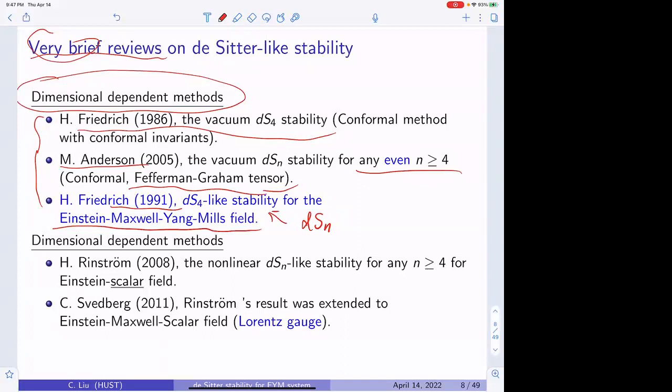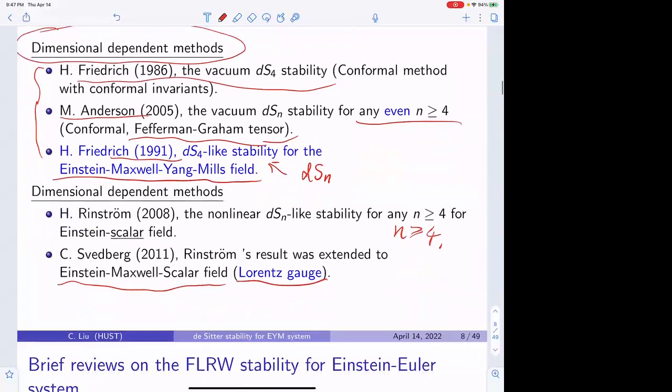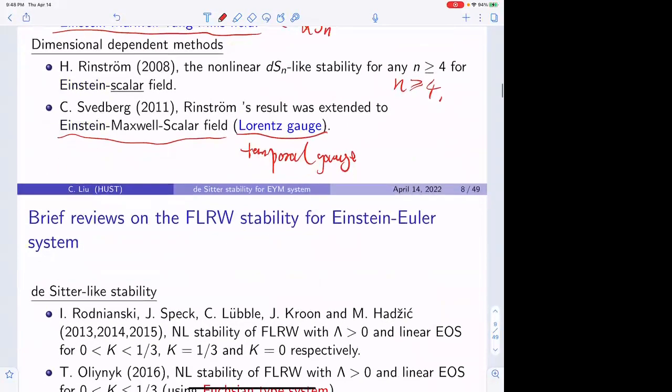Okay. Then in 2008, Hans Ringström had a new method to prove all-dimensional de Sitter-like stability. All-dimensional, in fact, is just n bigger than or equal to 4. His equation is the Einstein scalar field. Then Sedberg generalized Ringström's result and extended it to the Einstein-Maxwell scalar field, but they use the Lorenz gauge for the Yang-Mills field, and in our paper we want to use the temporal gauge. I don't know if Ringström's method can also work for the Einstein-Yang-Mills field. I think it will work, but we haven't tried. So we now just stick to our method.